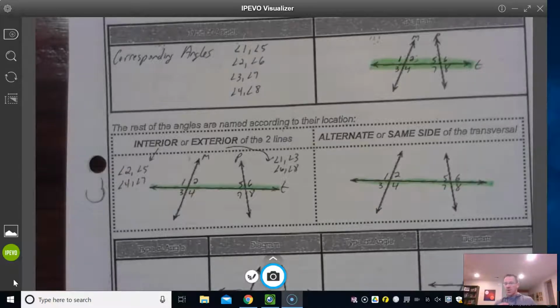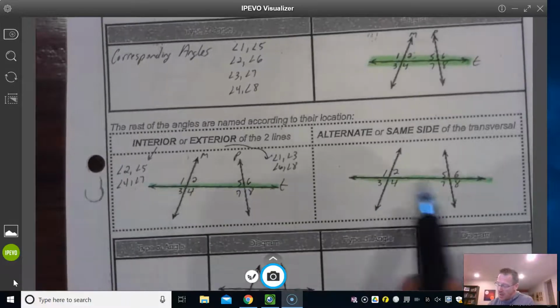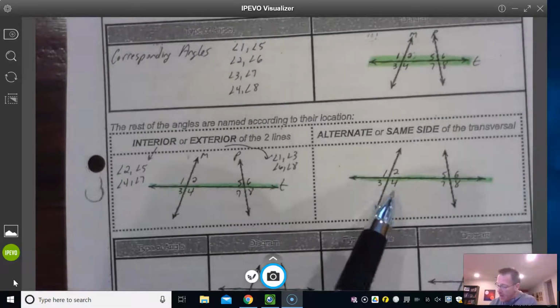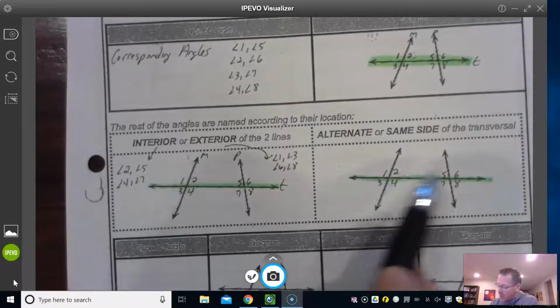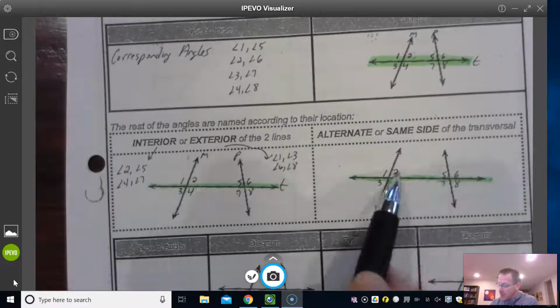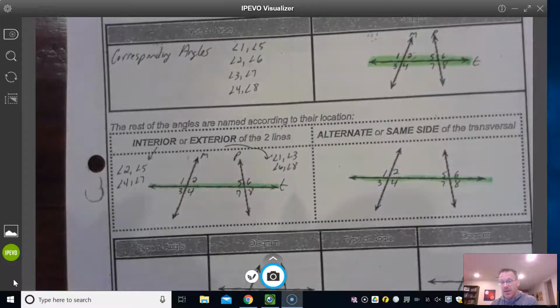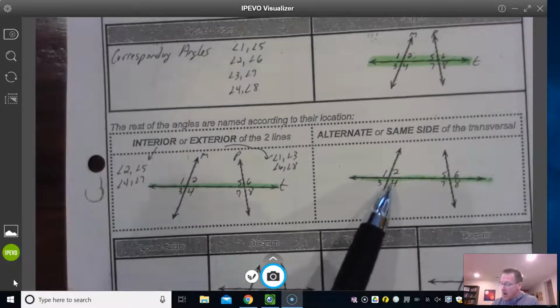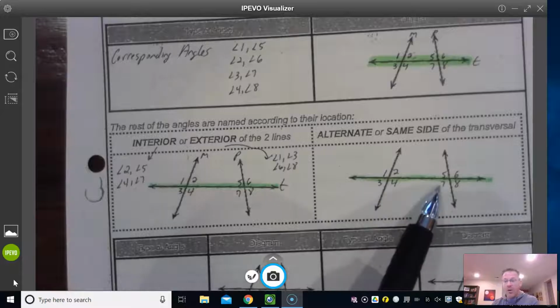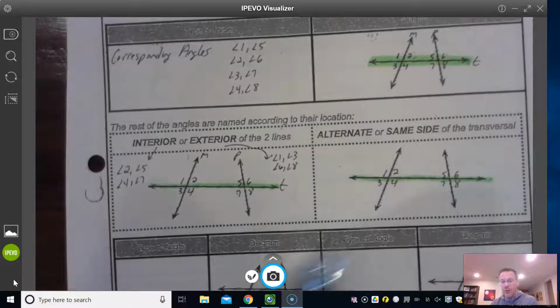Now we add another term here: alternate or same side of the transversal. When things alternate, they're on opposite sides. Same side means they're on the same side of the transversal. For example, 1 and 6 are on the same side. 2 and 5 are on the same side of the transversal. Whereas 2 and 7 are on alternate sides. 2 and 8 are on alternate sides.